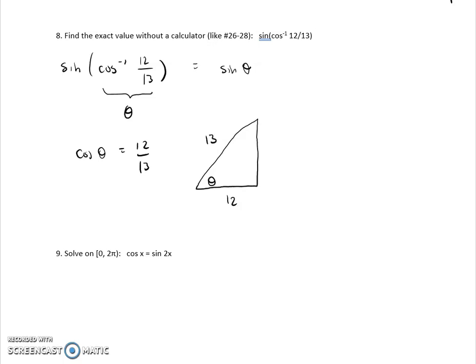And we find the missing side. You might recognize this as a 5, 12, 13 triangle. If you don't, that's okay. So let's call that A. So we'd have A squared plus 12 squared equals 13 squared. And we would find the missing side. So I'm going to have A squared plus 144 equals 169.